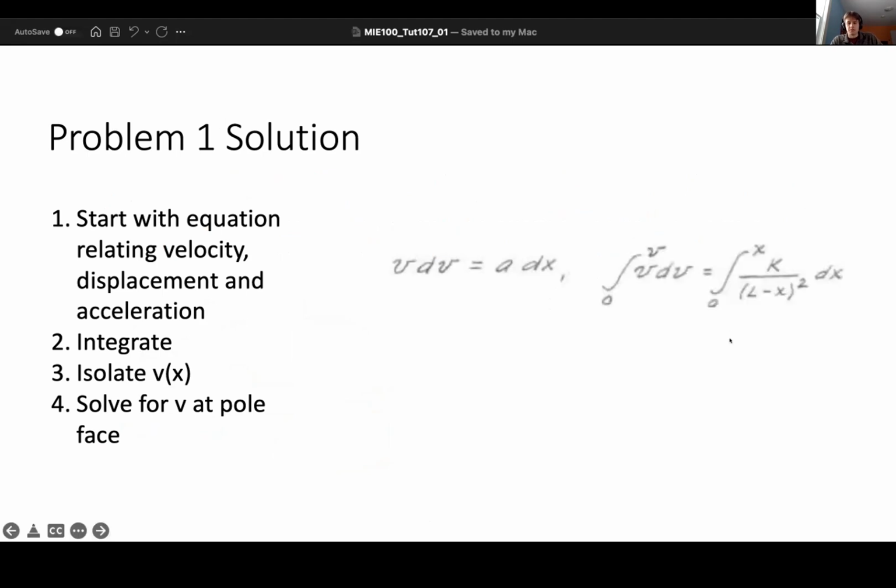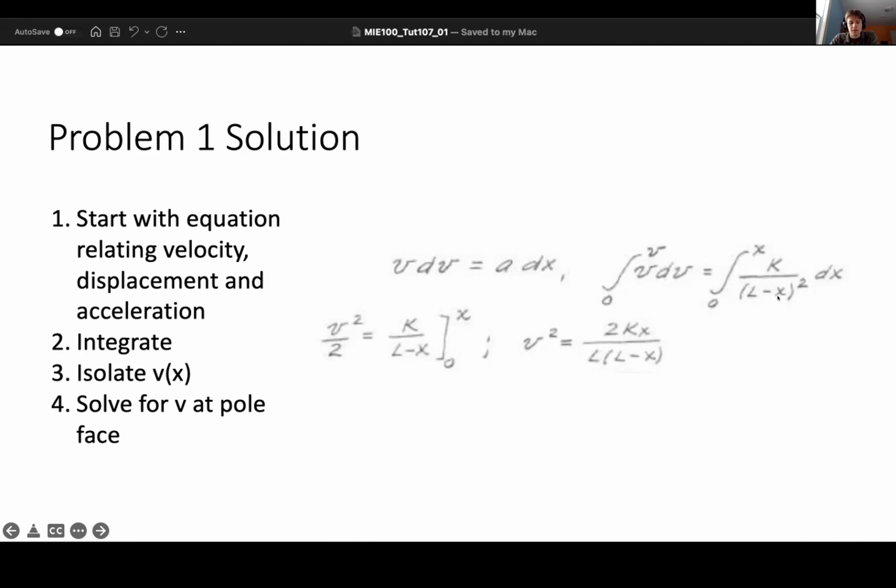Then we integrate. Our limits here are 0 to v, and for dx it's 0 to x. We substitute the known relation from the question, acceleration equals k over (l minus x) squared. Then we perform our integration. If you want me to cover how the integration goes, let me know. That's the next step, and then you solve for v, so isolate v of x.